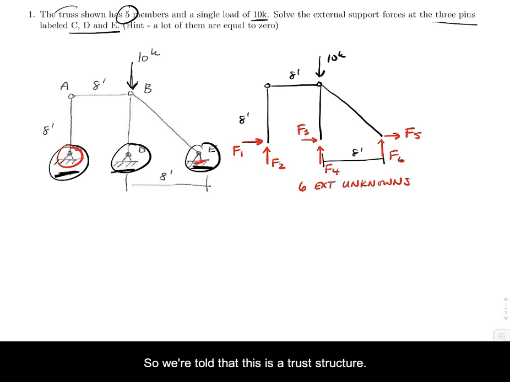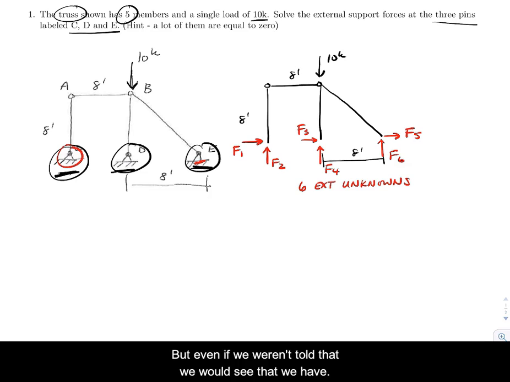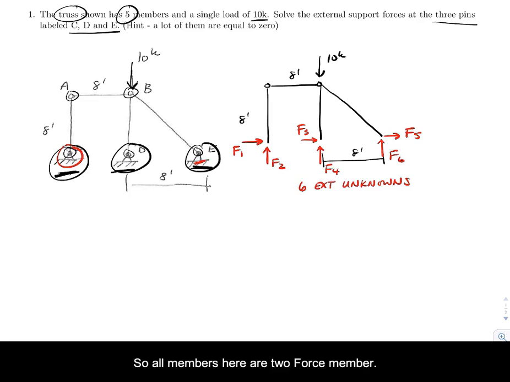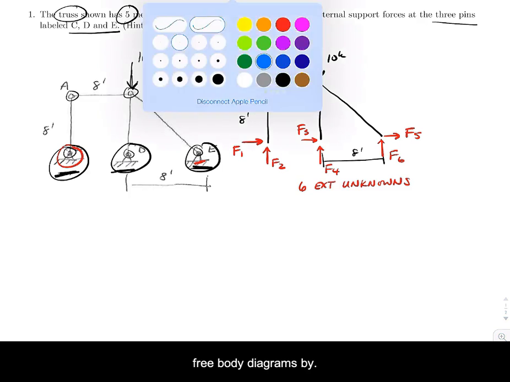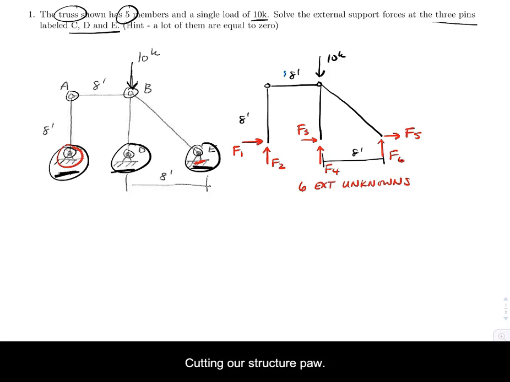So we're told that this is a truss structure, but even if we weren't told that, we would see that we have a bunch of pins. We've got straight members and loads only that occur at those pins. So all members here are 2-force members. So what we're going to end up doing then is creating more free body diagrams by cutting our structure apart.